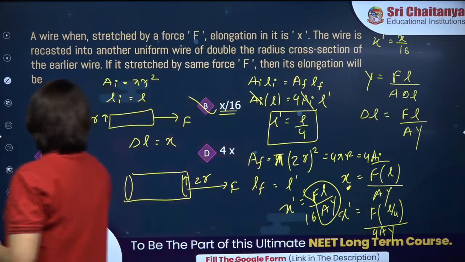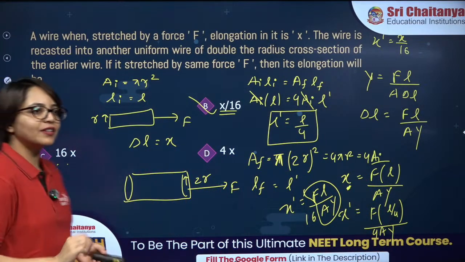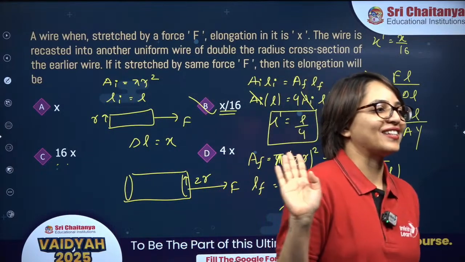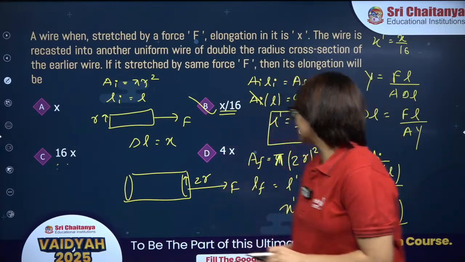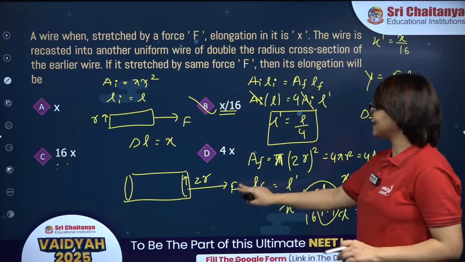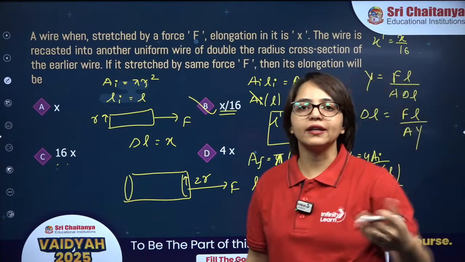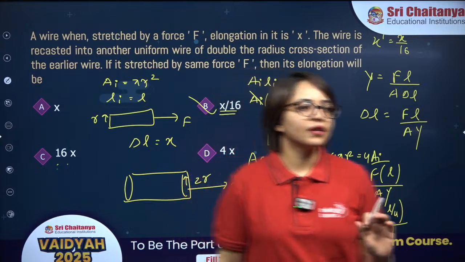All of you were saying this option and some were saying 18x, which is not even in the options, right? So, please don't make this mistake. If you want, you can remember this as a shortcut: if you are increasing the area x times, length will decrease by x times. Okay? Chaliye.